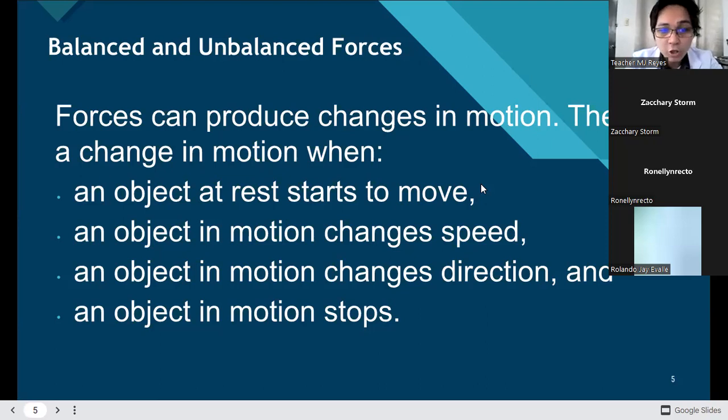The third one is an object in motion changes direction. If there are changes in direction, therefore there is also a change in motion. And the fourth one, an object in motion stops. If an object in motion stops, of course, the motion stops also, so there is a change in motion.